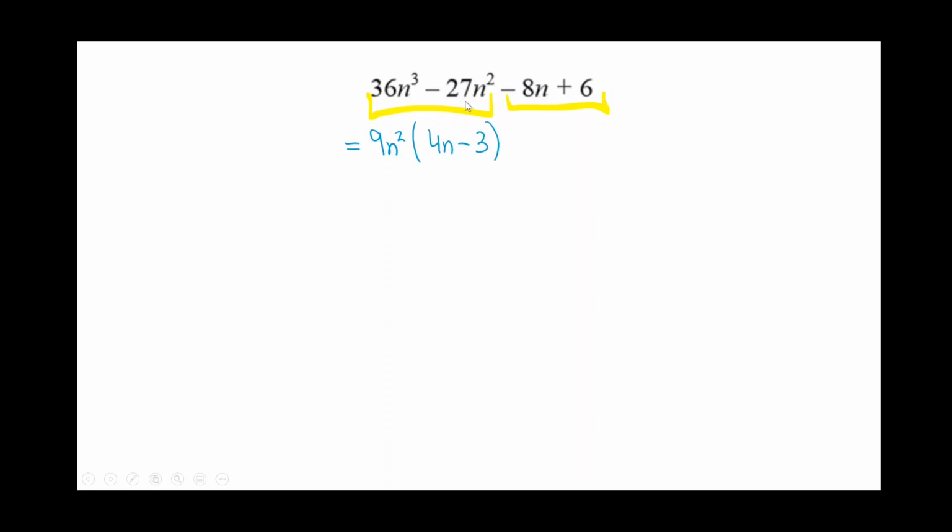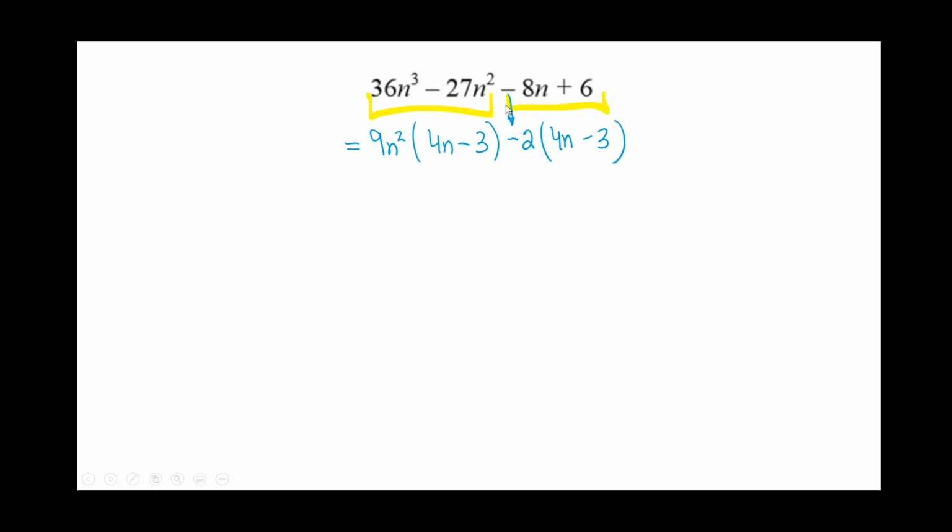So looking at the first 2 terms, what is in common is 9n squared, and the leftover of that would be 4n minus 3. And this sign that separates the 2 groups will always be the one that will go right there. So please don't lose this sign because it's not going to be factored yet until we do one more step. So what's in common between these?